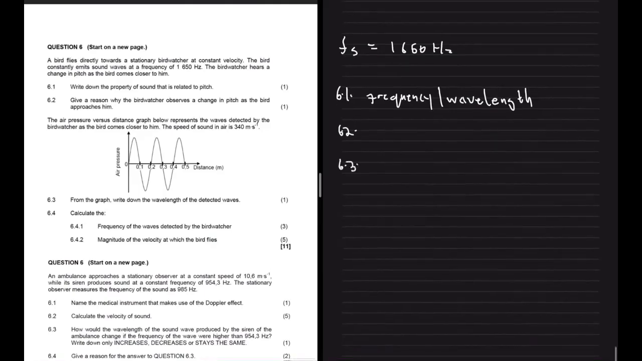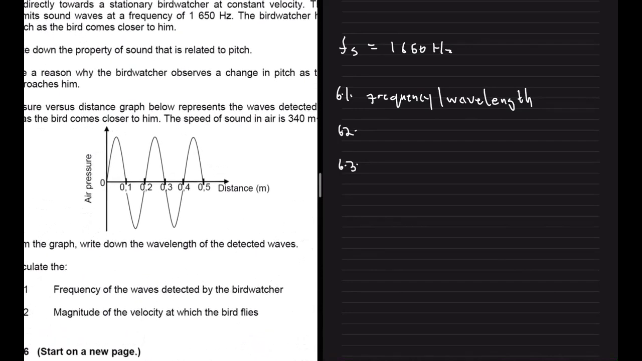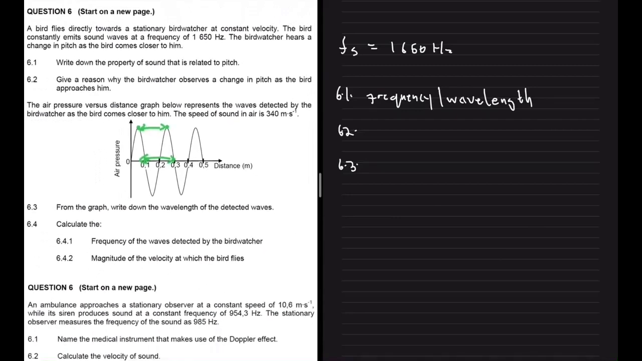Let's go ahead. 6.3. We have a graph, pressure versus distance in meters. The first question says, from the graph, write down the wavelength of the detected waves. Again, we go back to definitions. What's a wavelength? A wavelength is the distance between two crests, right? So if we have this crest here and then we have this crest here, this line joining the two is our wavelength. So if we have this line here cutting the axis and we have this line cutting the axis, the distance between these two is the wavelength.